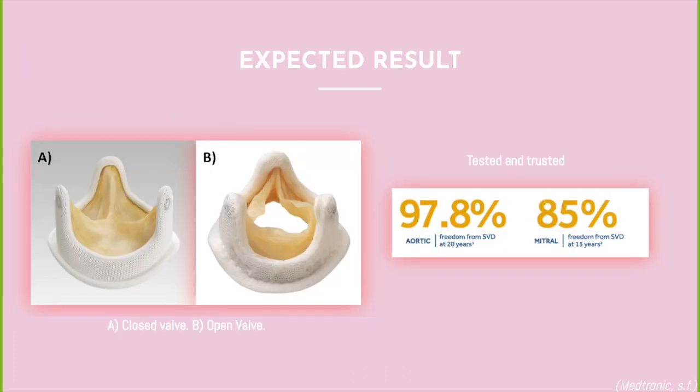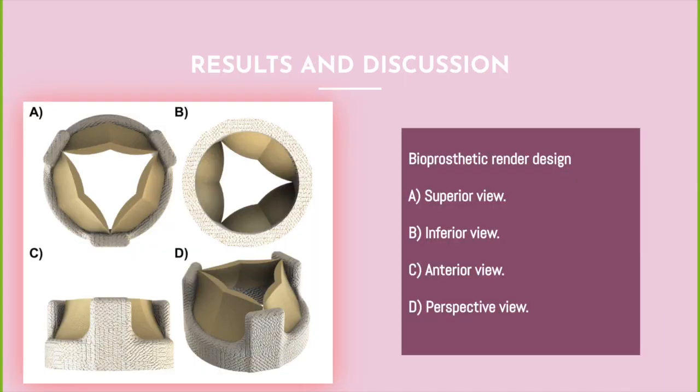Here we have a slide also from Medtronic of the valve that we are going to analyze and create. In our model, we're going to use only section B, which is an open valve. And why did we select this model? Because it has 97.8% of variability in the aortic design. Next, please.